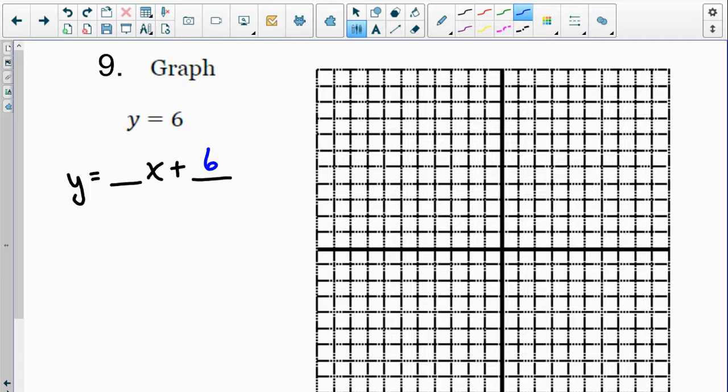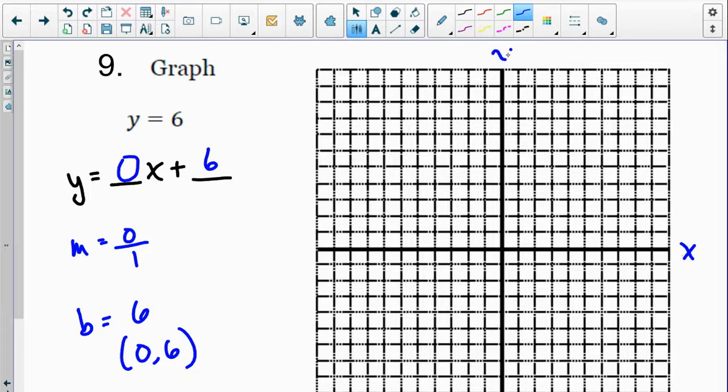So hopefully you were reminded that if I want to make that x go away and just be gone, I can't multiply it by 1 because 1 times x is still x. I have to multiply it by 0. So in this case, my slope is 0, or 0 over 1 for graphing purposes, and my y-intercept is 6, which would be the point (0, 6).